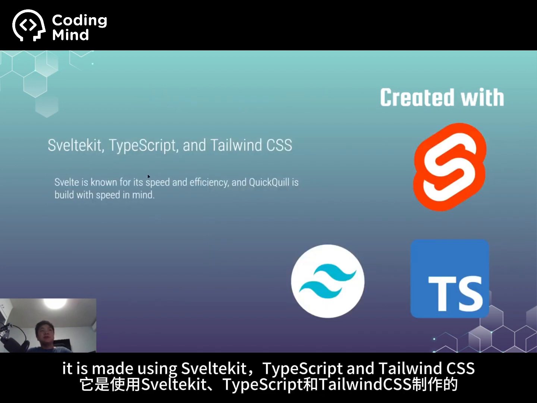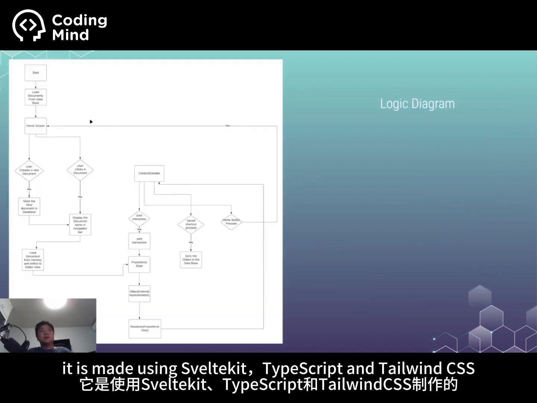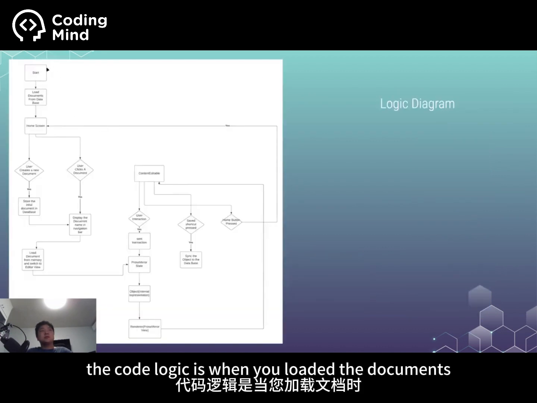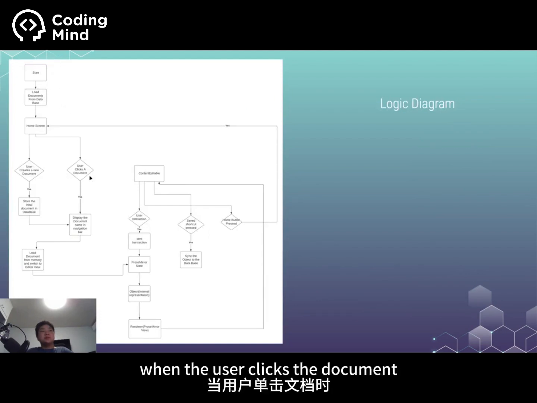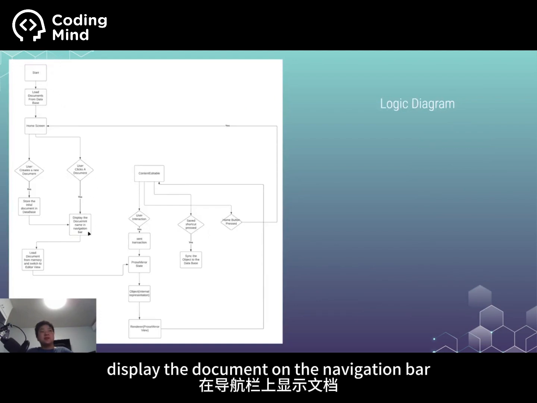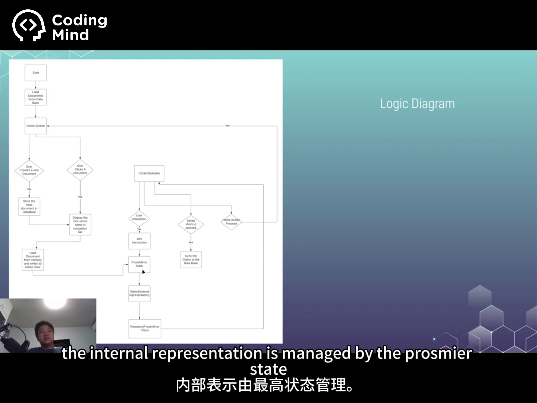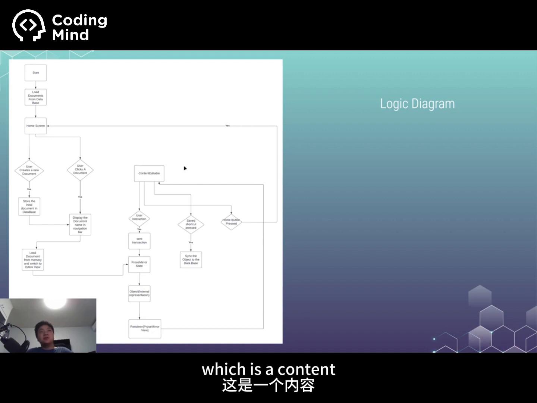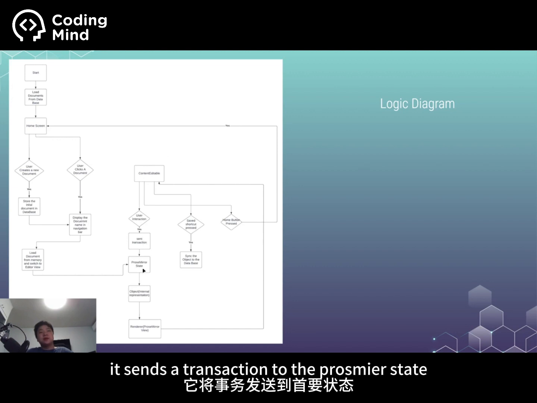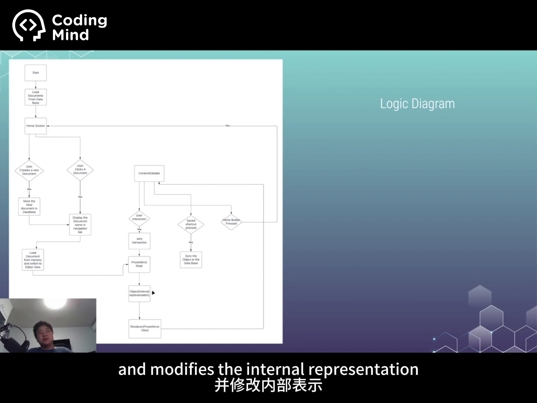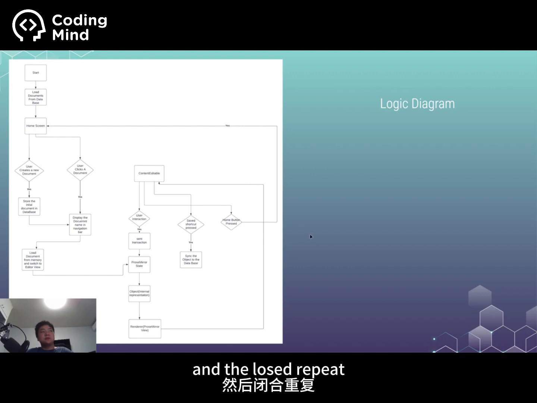It is made using Svelte, TypeScript, and Tailwind CSS. The core logic is that when you load the documents, it loads them from the IndexedDB database. When the user clicks a document, it displays the document, and the internal representation is managed by the ProseMirror state and rendered using the ProseMirror view, which is a contenteditable HTML element. When the user interacts or types on the document, it sends a transaction to the ProseMirror state and modifies the internal representation, and the loop repeats.